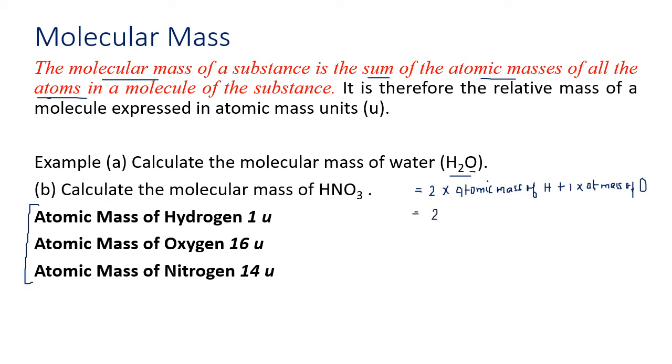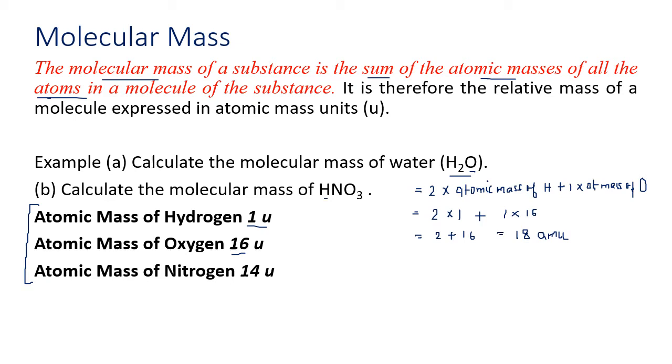What is the atomic mass of hydrogen? It is 1 unit. So 2 into 1 plus, what is the atomic mass of oxygen? It is 16. So into 16, you get 2 ones are 2 plus 16 ones are 16. So it is 18 atomic mass units. The molecular mass of water is 18 atomic mass units.